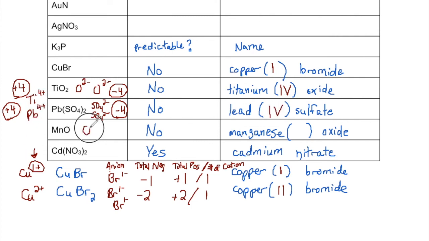Here we have one oxide ion, a total of a -2 charge. So we need a +2 charge. We have one manganese. So this must be manganese with a +2. So we'll call this manganese 2 oxide.